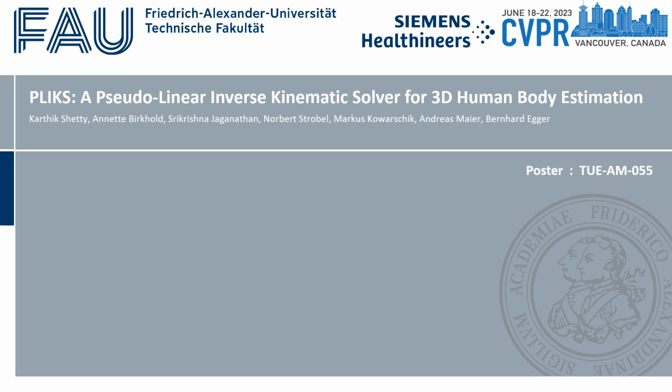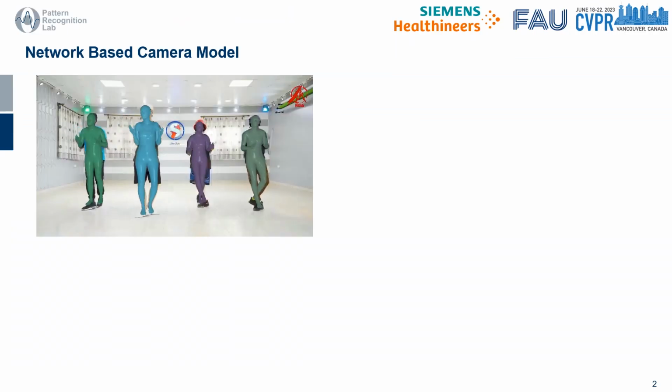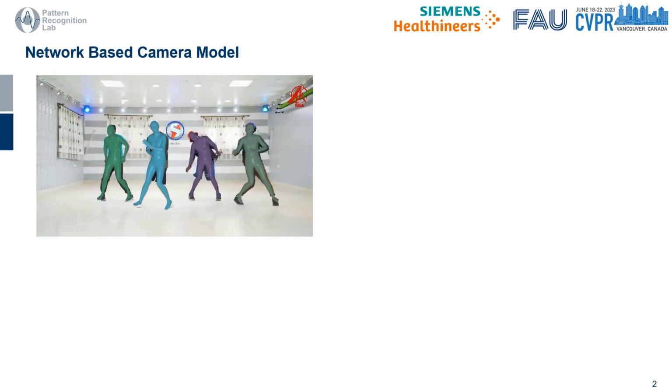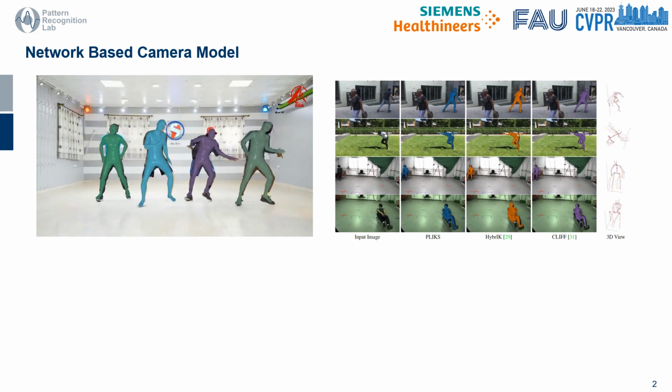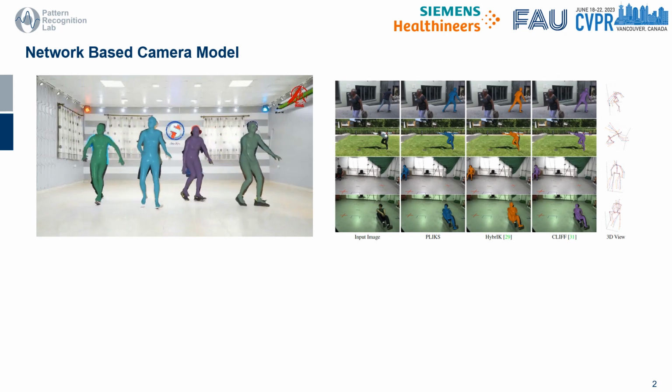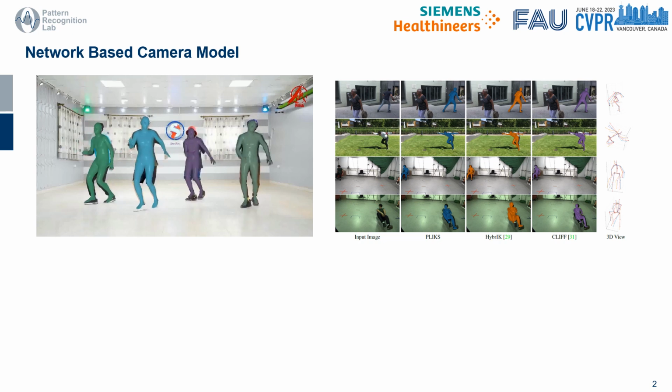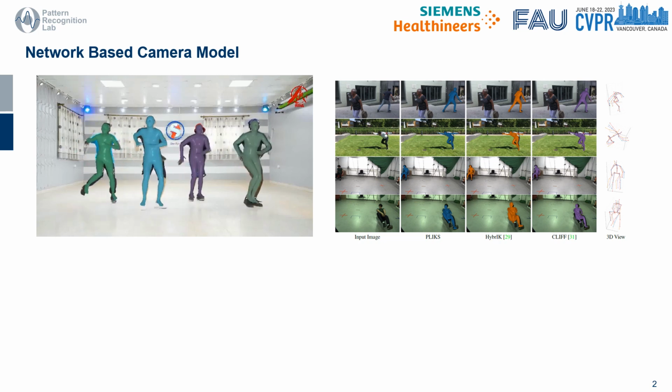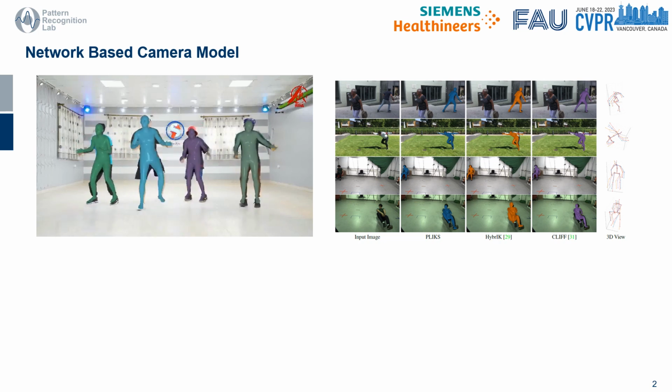We propose PLIKS, a pseudo-linear inverse kinematic solver for 3D human body estimation. PLIKS offers precise alignment to the input image, and it further enhances accuracy in 3D space by incorporating camera intrinsics during prediction. This consideration allows PLIKS to effectively handle perspective distortions that can arise from the camera lens used.